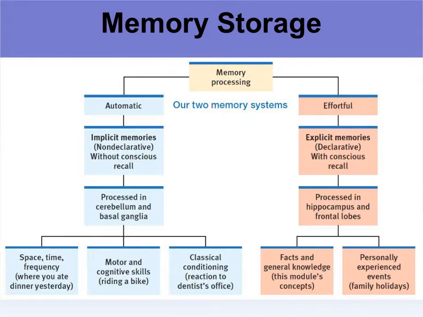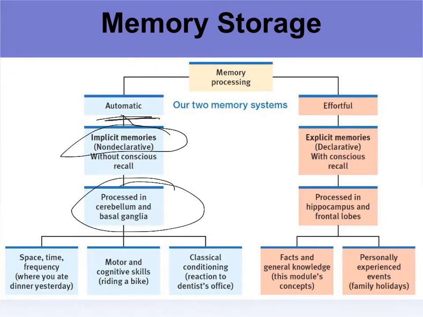So this is a summary of everything we've done yesterday and today. Generally, implicit memories are automatic, right? They're not things we're consciously aware of. We said cerebellum and basal ganglia. You don't need to know the difference between the two of them. We talked yesterday about how you automatically know where you are and approximately what time it is without paying attention to it. Muscle memory and classical conditioning, right? Those are all things that happen automatically, implicit memories.